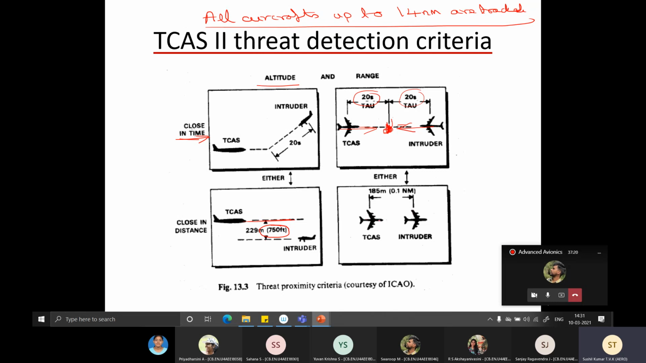And if it is close in distance, it can also be a tail chase. It's not head on. The intruder is flying very slow, whereas the TCAS aircraft is flying fast. Again, there is a possibility of collision. So these were the sort of limits that have been fixed for this TCAS control logic.